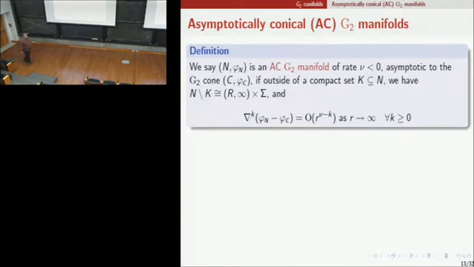Okay, so what is an asymptotically conical G2 manifold? I have some nice pictures. Waking up early on a Sunday morning has the advantage that you get to see some pretty pictures, even if you don't pay attention to the talk.